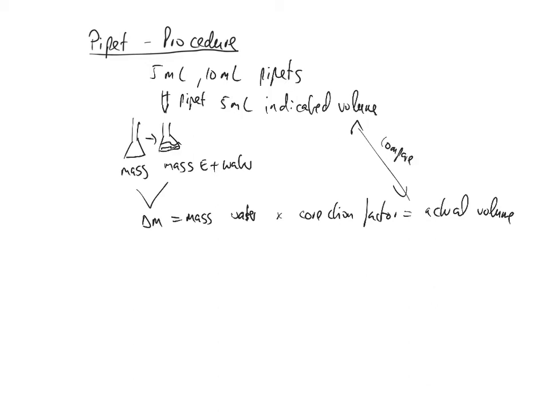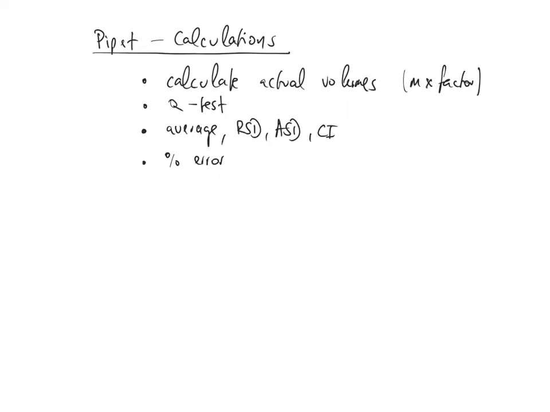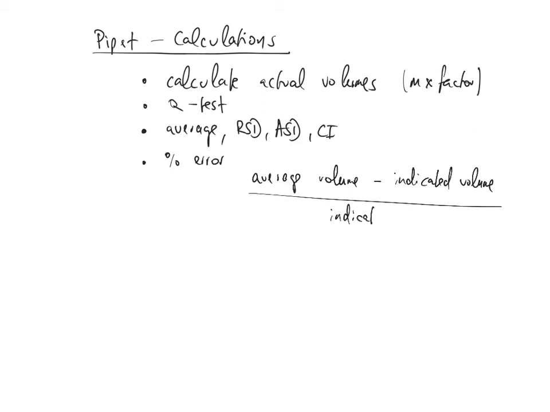Now, how many trials? We do this 5 trials for each pipette. And so we have 5 trials for the 5 mil and 5 trials for the 10 mil pipette. Here the calculations are straightforward. Calculate the actual volumes, which is the mass of water times the factor from the table. Now that you have the 5 values, do a Q-test on those 5 values. Calculate the average, the RSD, ASD, confidence interval, and of course a percent error, where here the percent error compares the average volume with the indicated volume. And you divide by the indicated volume and multiply by 100 to get a percent.